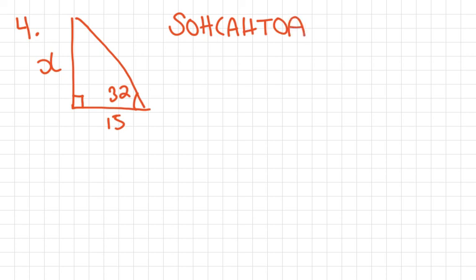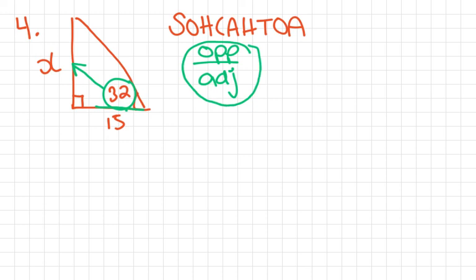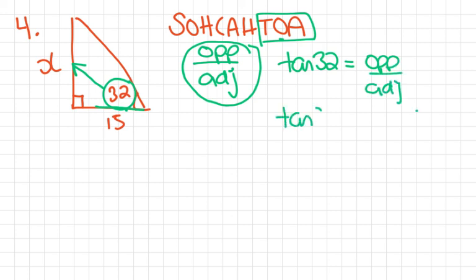Looking at the 32-degree angle, I need to find the x, which is opposite, and I have the one beside it, 15, which is adjacent. So I need to check SOHCAHTOA to see which one involves opposite and adjacent. Which one has O and A? Not sine, not cos, but tan. So I'm going to use tan. I'm going to write tan 32 equals opposite over adjacent. Tan 32 equals the opposite, which is x, over the adjacent, which is 15.